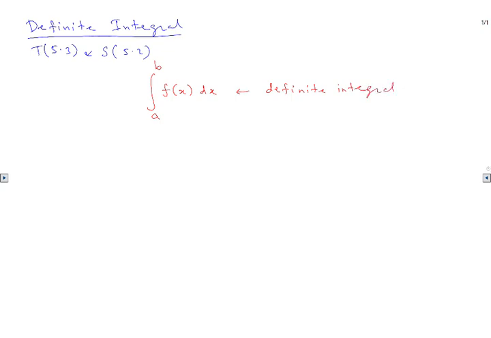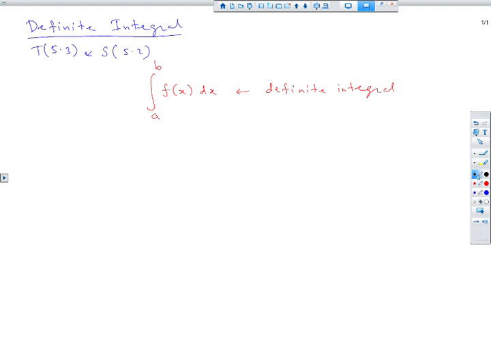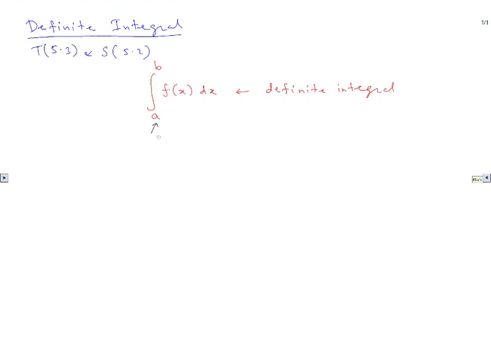So there are a few things that we need to remember. We have what we call the lower limit, and then we have what we call the upper limit, and then we have the integrand. These are the few things that we need to remember.